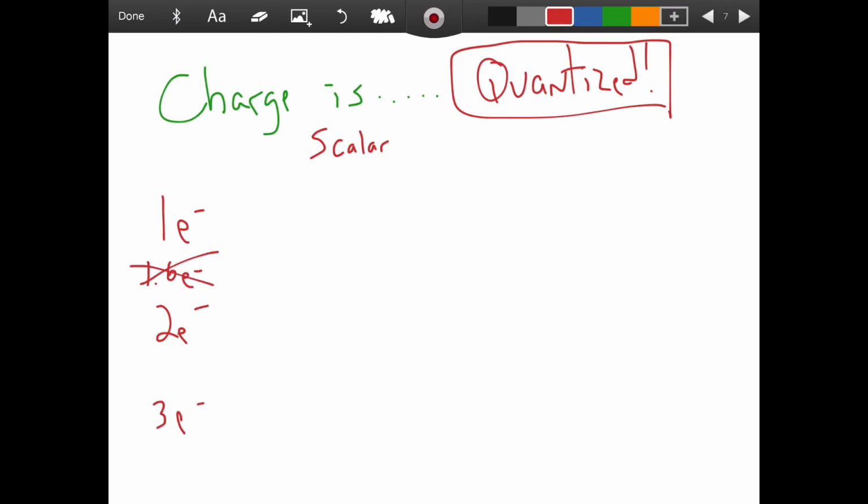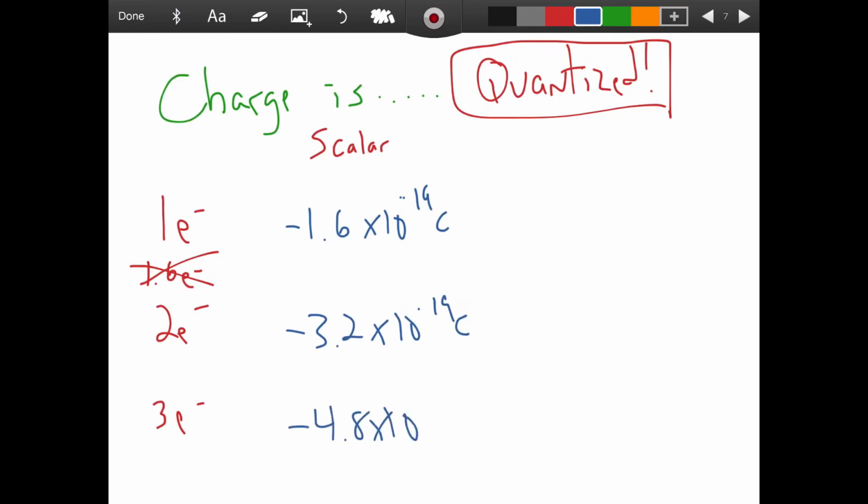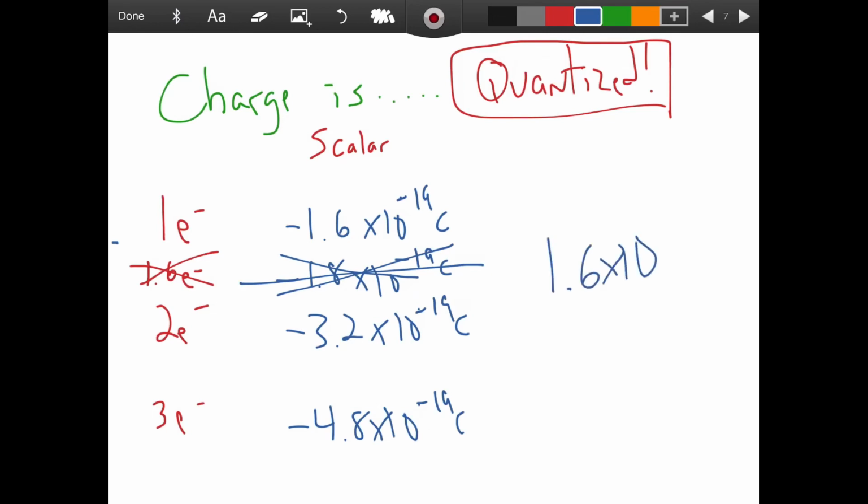That does not work. So that means our possible charges could be negative 1.6 times 10 to the negative 19 coulombs. We could have negative 3.2 times 10 to the negative 19 coulombs. We could have negative 4.8 times 10 to the negative 19 coulombs. These are all negatives. But we cannot have negative 1.8 times 10 to the negative 19 coulombs. That does not work because our charge always has to be divisible by an elementary charge. So it has to be divisible by this number.